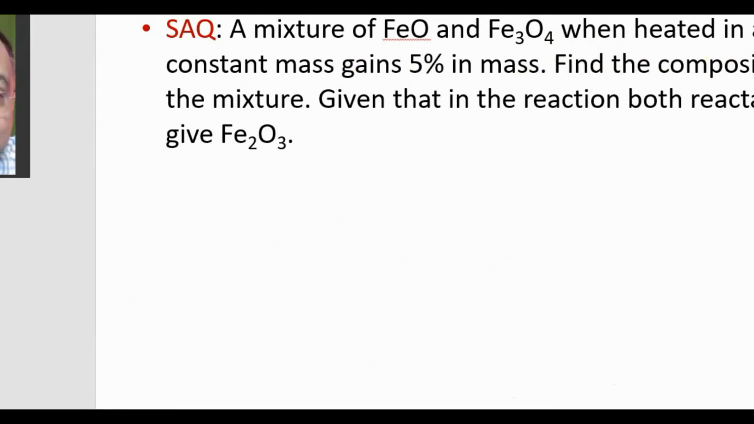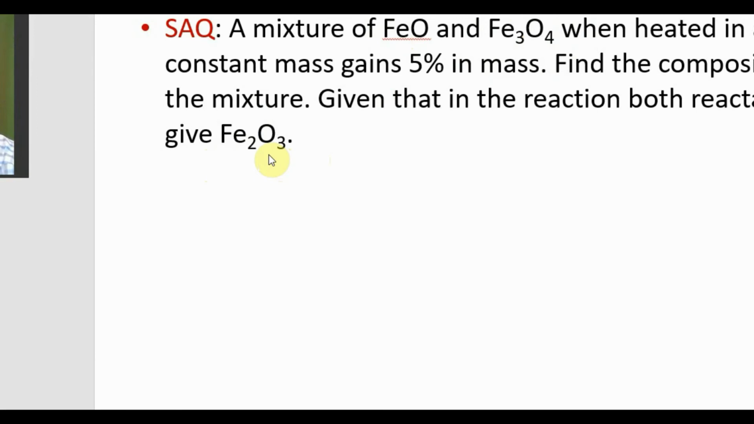When the mixture of this is heated in air to constant mass, it gains 5% in mass. Find the composition of the mixture. Given that in the reaction, both reactants produce ferric oxide. Ferrous oxide is also oxidized to ferric oxide, and magnetic oxide, or ferroso-ferric oxide, is also oxidized to ferric oxide. So earlier we were writing two independent equations, taking x for the first and this minus x for the second, and then adding up the total product in terms of x and equating it to the given data.